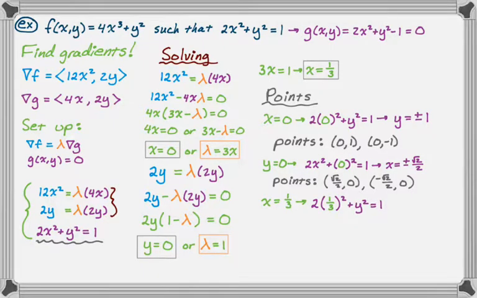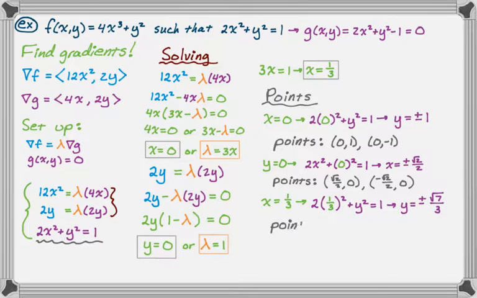All right, so let's see. 2 times 1/3 squared is 1/9, so that's 2/9. I'm going to subtract that from the other side to get 1 minus 2/9 is 7/9. So y squared is 7/9. Take the square root, plus or minus radical 7 over 3. So y could be plus or minus radical 7 over 3. Okay, which gives us two more ordered pairs.